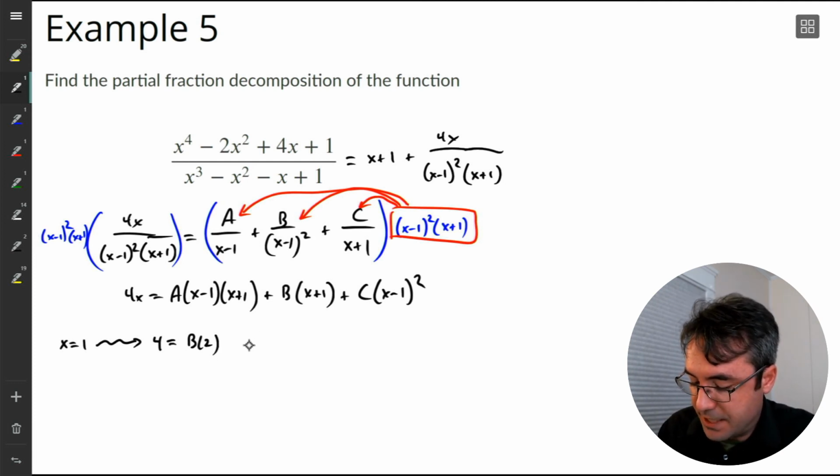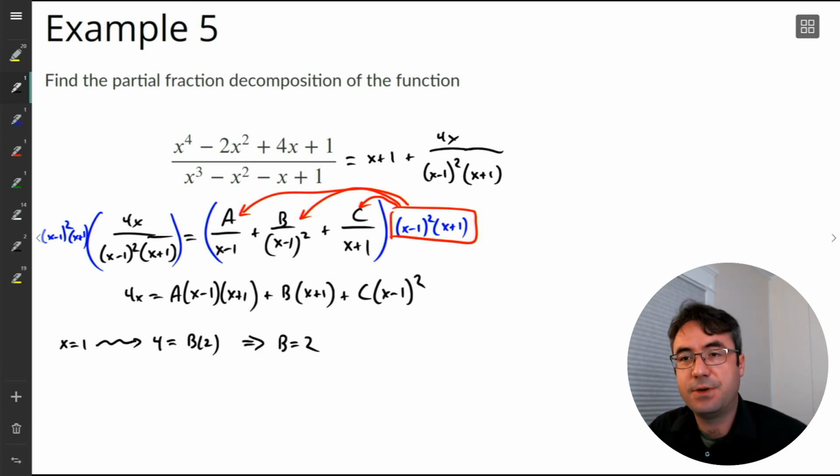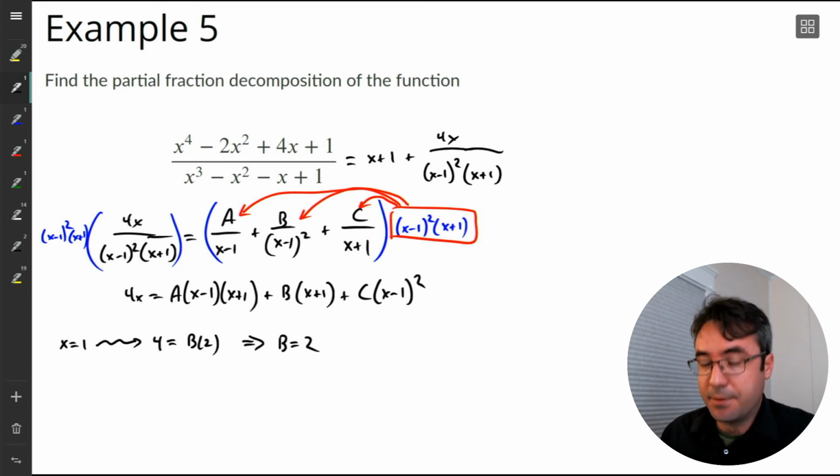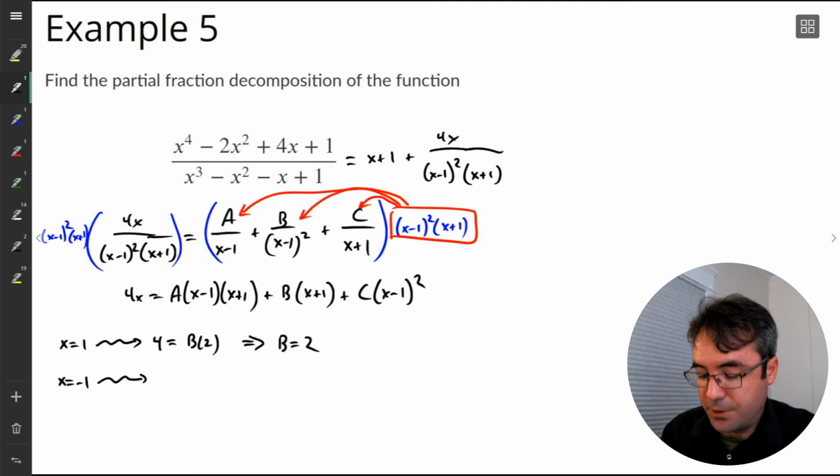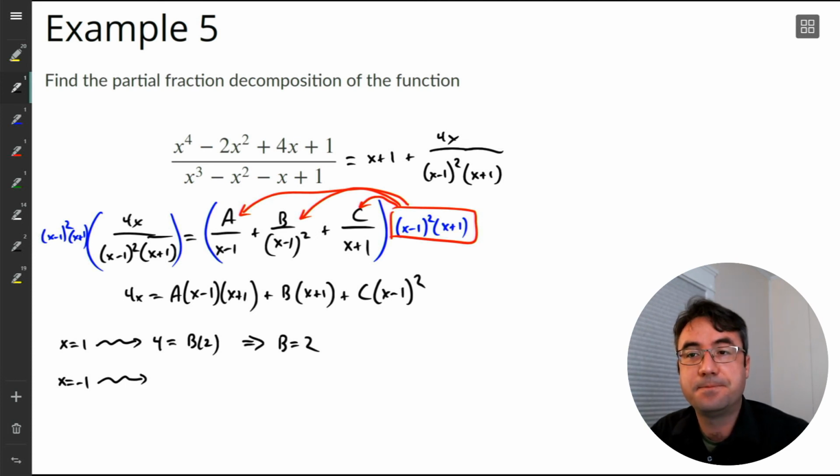We can divide both sides by 2, and that gives us b is equal to 2. So we've already found one. What's our other linear term? Well, our other linear term is x plus 1. So let's plug in the corresponding x value for that, which would be x equals negative 1.